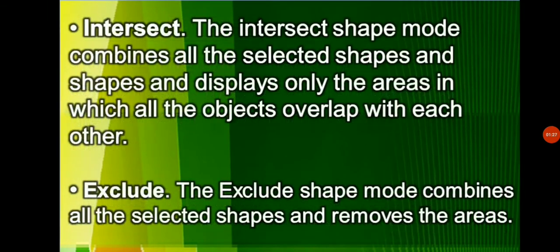Intersect also combines all the selected shapes but displays only the areas in which all the objects overlap with each other. And also the exclude. The exclude shape mode combines all selected shapes and removes the areas in which the objects overlap with each other.